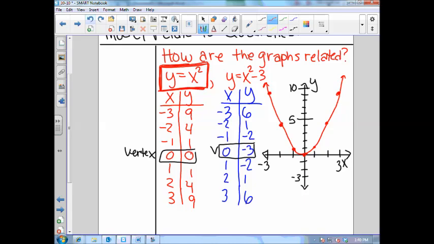At the top of your parabola, put arrows because it does go up, up, up forever. Good.